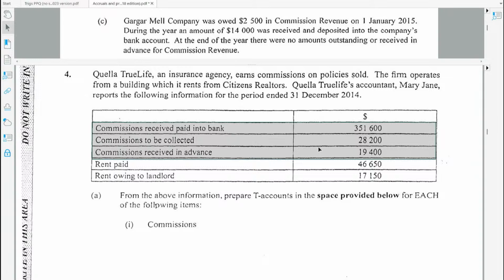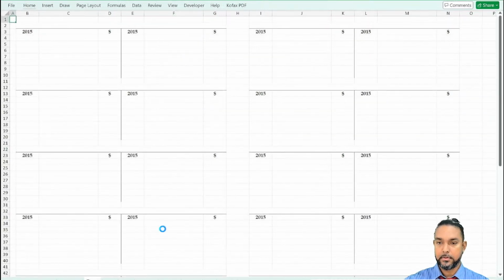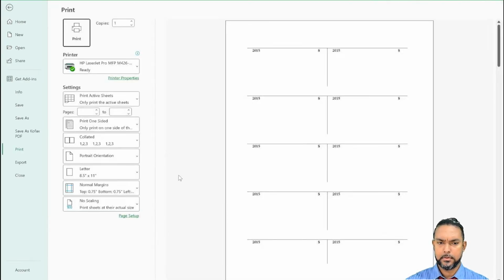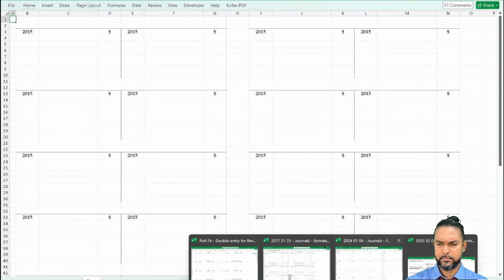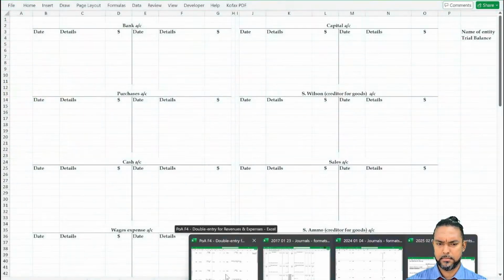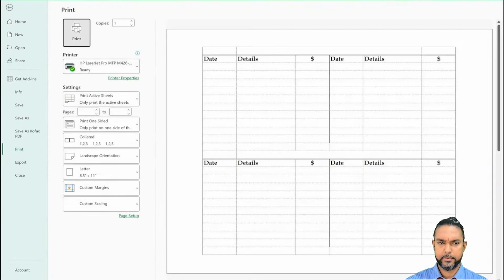Okay, I'll print out and dispatch. I will put up the AC because I'm feeling cool. Alright, let me just print out some stuff for these young ladies here. T accounts.